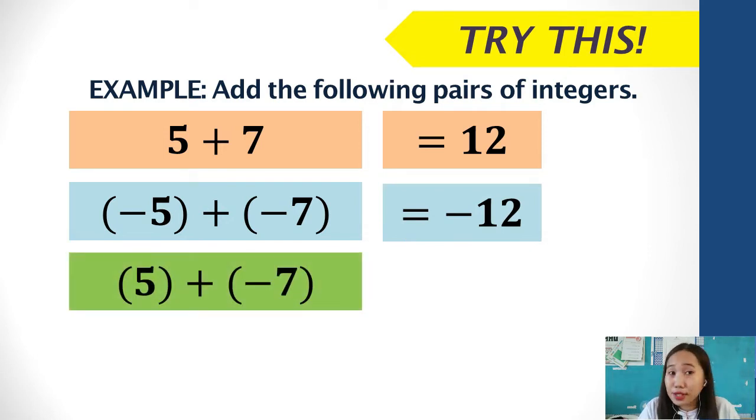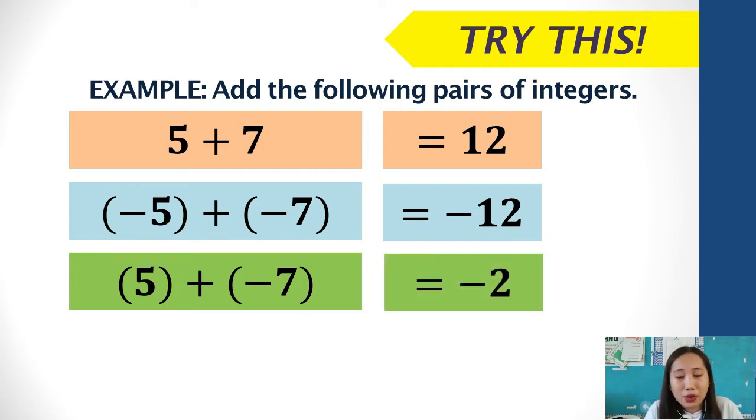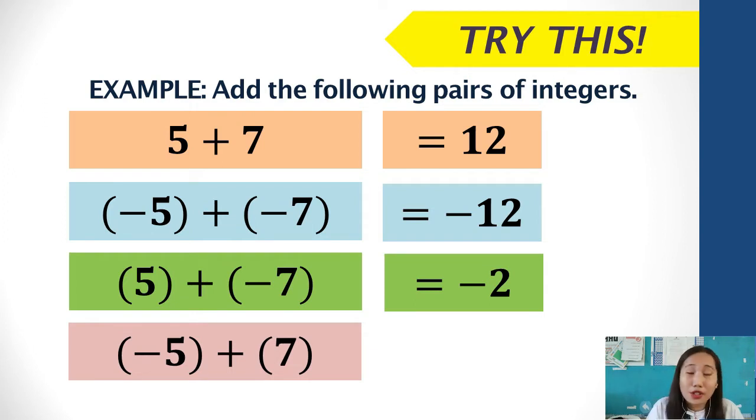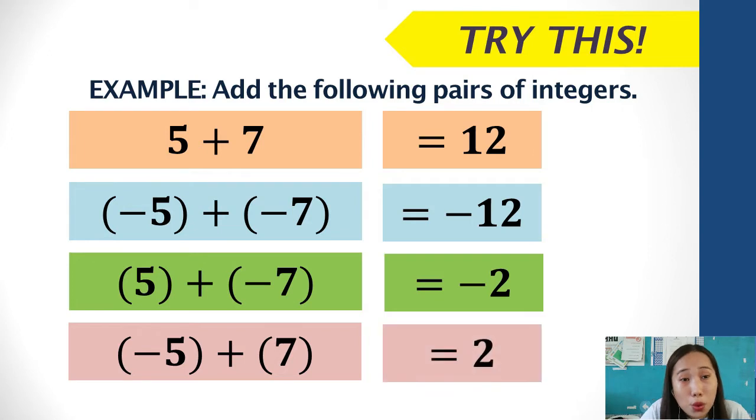5 plus negative 7. Ano yung gagawin natin? Find the absolute value of the two integers. Magiging 7 minus 5. Ilan? 2. Ano yung sign na gagamitin natin? Ano ba yung sign ng mas malaki dito? Si 7 yung mas malaki dito, di ba? So, ano yung sign ni 7 dito? Negative. So, ang sagot natin, negative 2. Okay? So, dito, negative 5 plus 7. Ano yung sagot? Tama, positive 2.